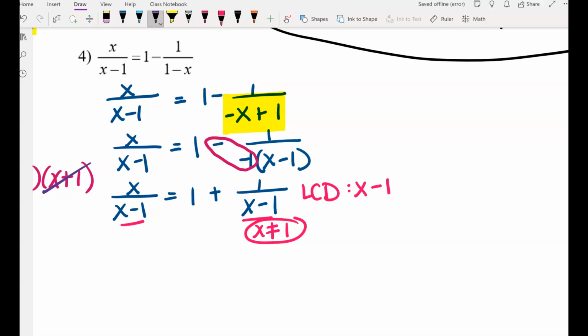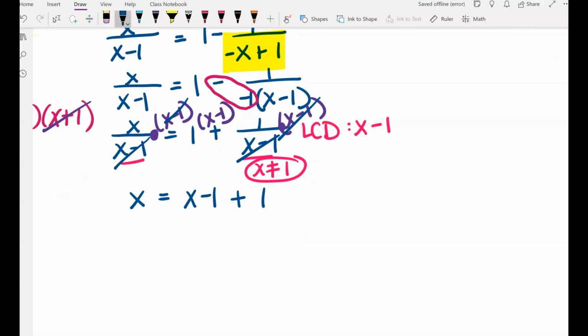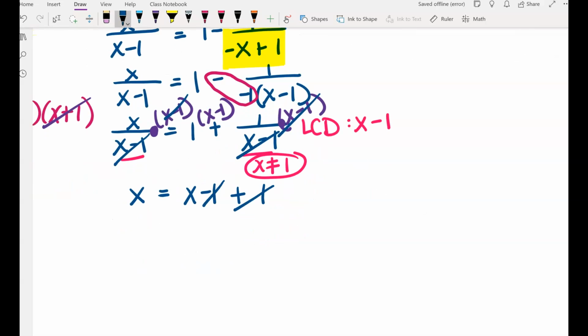So we are going to multiply each and every term by the LCD, x minus 1. Don't forget to multiply this one as well by x minus 1, and this one as well by x minus 1, which is our LCD. With that said, we can now reduce the denominator. Can't do anything with that one because there's no denominator. So here's what we have. We have an x, and this is now 1 times x minus 1, which is an x minus 1, plus 1. So as you can see, these two are now reduced.